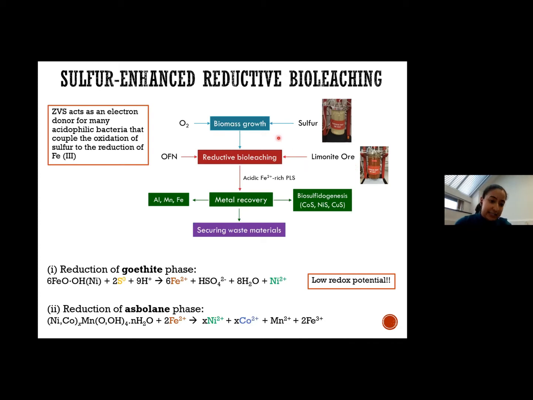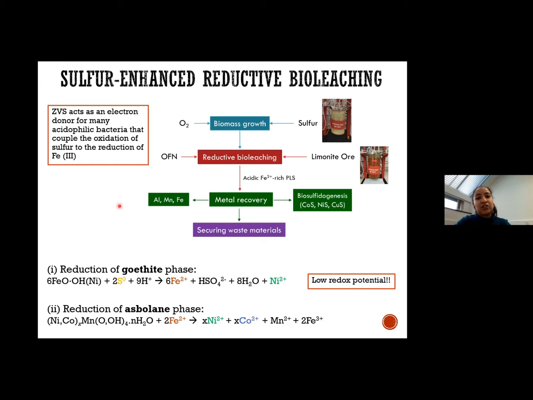And it is divided into two main steps. The first step is the biomass growth, where oxygen and sulfur are provided, and the sulfur is inoculated, and you wait for the biomass to grow. Then you halt the aeration, and you start pumping oxygen-free nitrogen to create reductive conditions, and then you add the limonite ore.